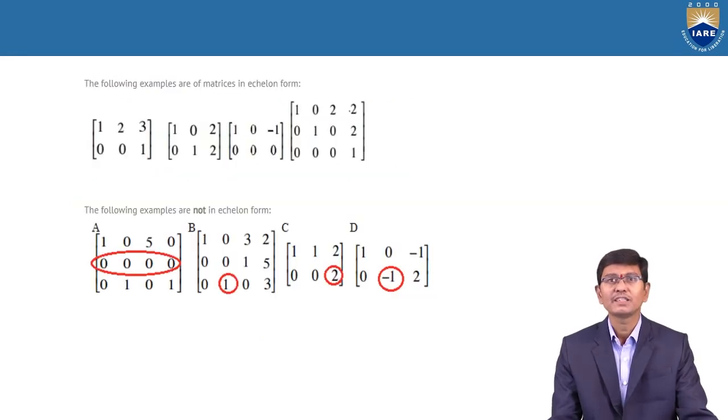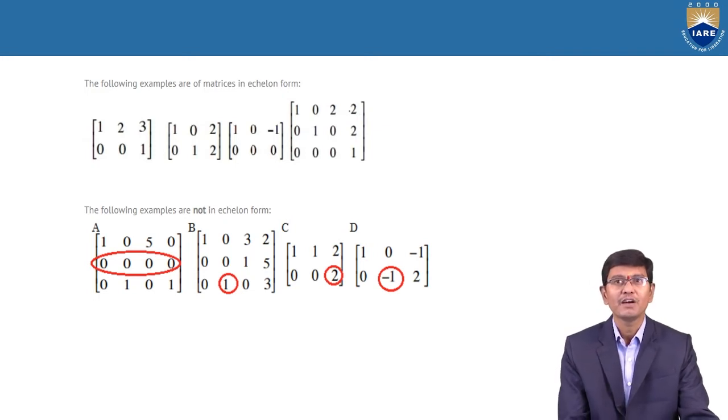Next one, for example, the following matrices are in echelon form. Whether it is correct or wrong, we need to identify. The first one is 1, 2, 3, 0, 0, 1, 1, 0, 2, 1, 1, 2, 1, 0, minus 1, 0, 0, 0. And the last one is 1, 0, 2, 2, and again 0, 1, 0, 2, 0, 0, 0, 1. While we are observing these four matrices, they all clearly satisfy the echelon form of a matrix.